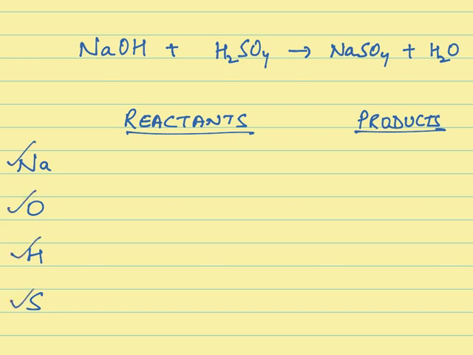sulfur. The next step is to write the number of atoms of the respective elements that are present on the reactant side and product side. So we can see from here that sodium has one atom on the reactant side and one atom on the product side. In case of oxygen, there are 1 plus 4 atoms on the reactant side, whereas 4 plus 1 atoms on the product side.